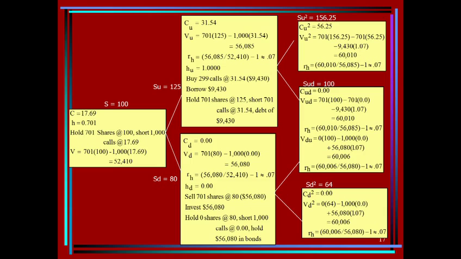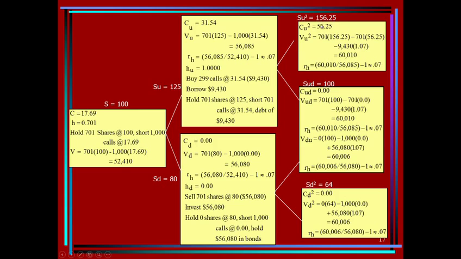If you want to be safe, all you have to do is stick the money in the bank, or you buy a risk-free bond and you earn the same rate of return. Now coming to expiration, the stock price has gone to 156. Your call is in the money, so 156 minus strike price of 100 gives you 56.